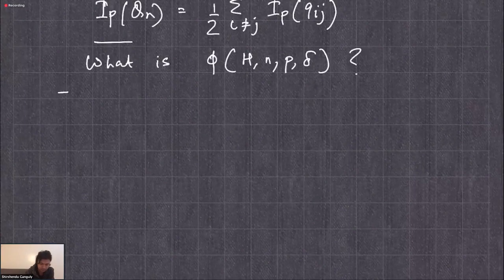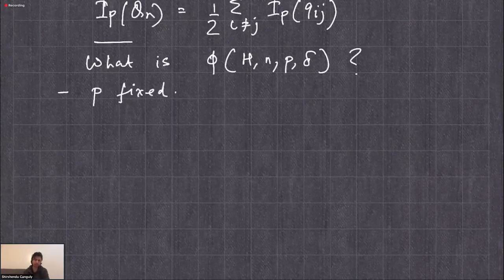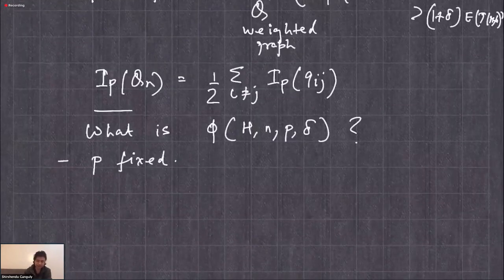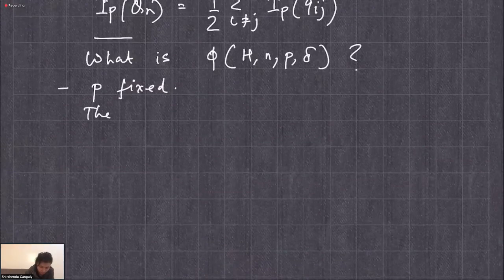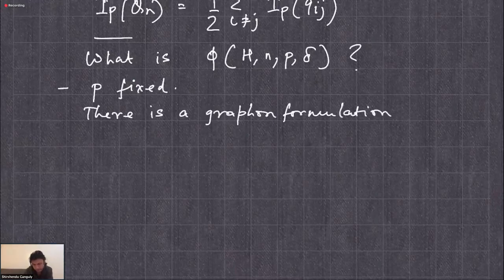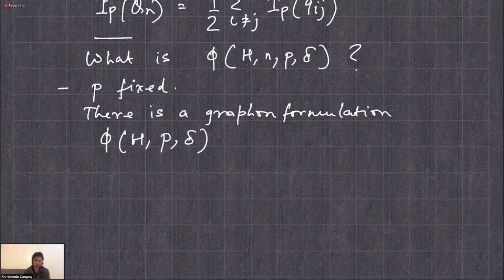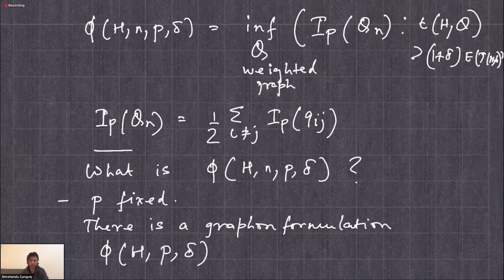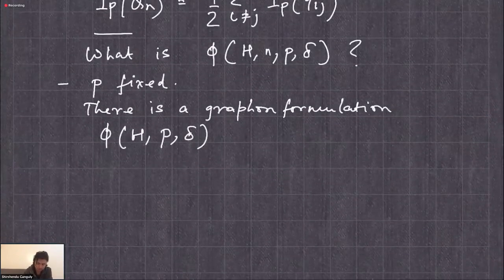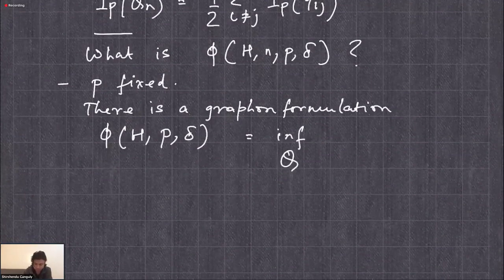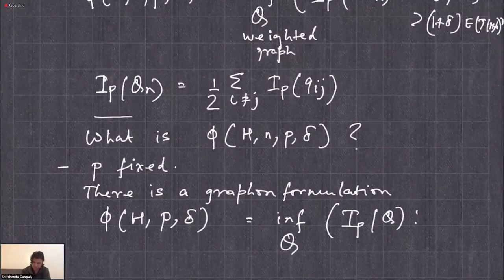For the moment, let's spend some time when p is fixed, although yesterday we did talk about p going to 0 with n, very slowly maybe. But let's assume that p is fixed. Then this quantity, which has an n in it, is related to a continuum problem. There is a graphon version, exactly the same as this, but instead of a weighted graph of size n, I'll look at a graphon. I minimize over I_p(Q), Q a graphon, such that something pretty similar to this holds.